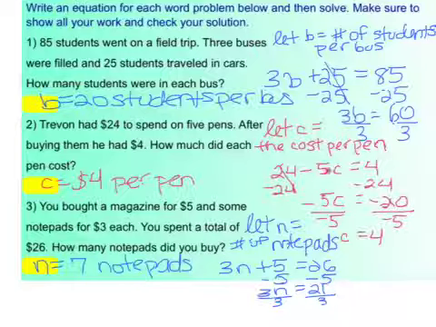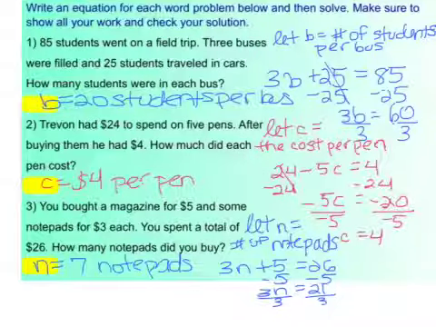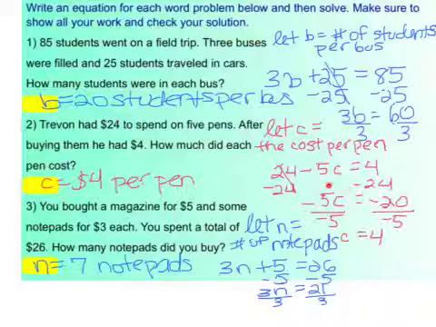So we're going to now solve for C. So we subtract 24 from both sides because right now this is positive when there's no sign in front of it. We're left with negative 5C. So we're going to divide both sides by negative 5, and a negative divided by a negative leaves us with a positive $4 per pen.